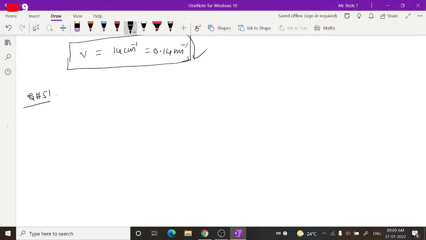A bullet of mass 50 grams going at a speed of 200 meters per second strikes a wooden block of mass 950 grams and gets embedded in it. The velocity of the block after impact is... A bullet of mass 50 grams is going at a speed of 200 meters per second, huge velocity.